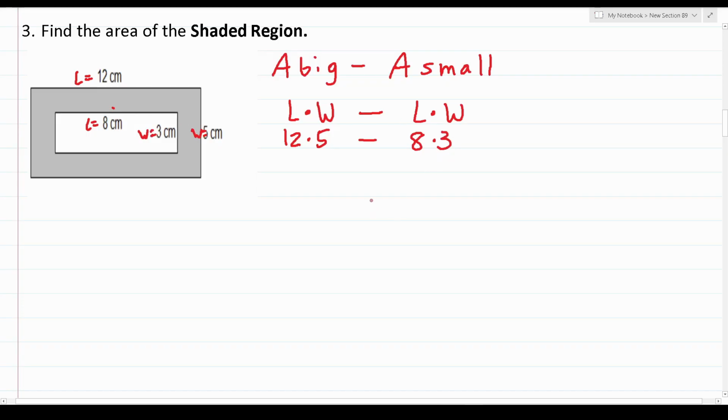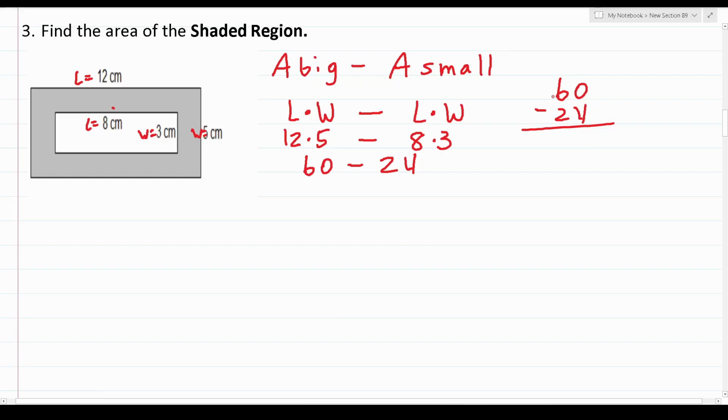All right, so this one's actually pretty easy to do. 12 times 5 is 60. 8 times 3 is 24. If you can't do this in your head, you can always do it off to the side. And again, on the ASVAB, you might be nervous, so don't feel guilty if you have to work this stuff off to the side.